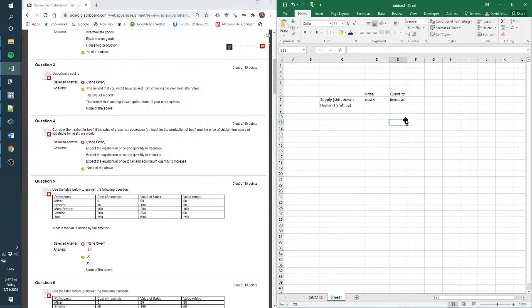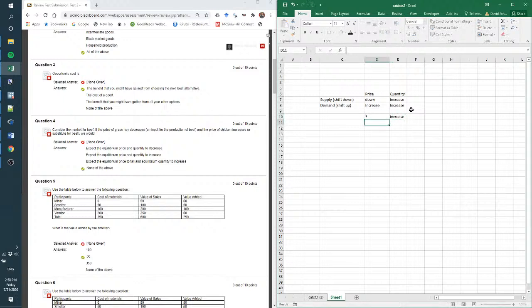And the reason the demand curve is going to shift up is because people that were once purchasing chicken are no longer purchasing chicken. They're purchasing beef. All right, so that's going to put upward pressure on price and upward pressure on quantity. So we can put increase, increase, increase.